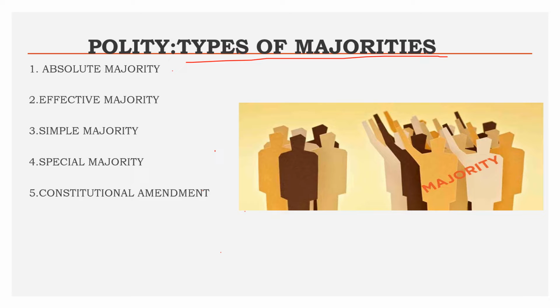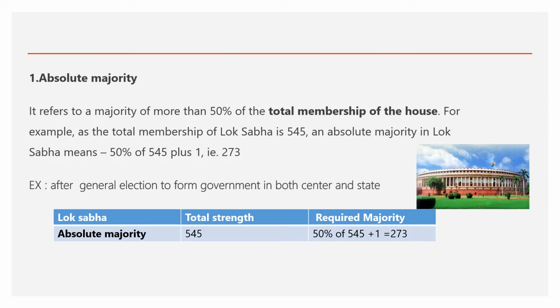Now we'll start with the types of majorities which are used in our parliament to pass legislation or resolution or bill or constitutional amendment. These are the cases where we use these majorities. So what is absolute majority? Absolute majority is where we take into consideration the total membership of the house. Presently the Lok Sabha's total membership is 545. In that we need to have an absolute majority of more than 50%.